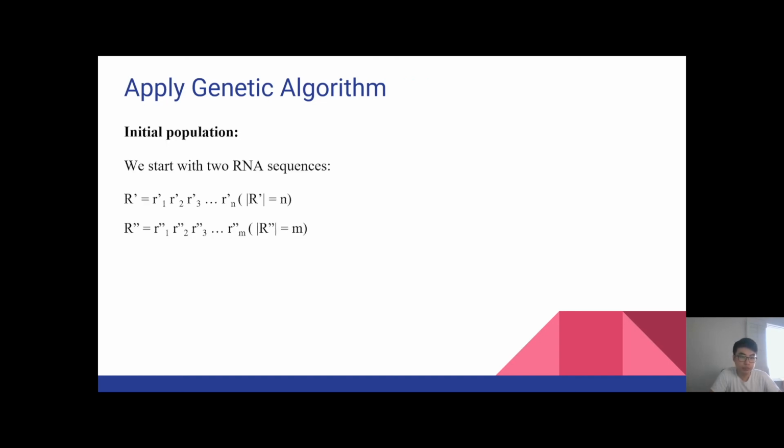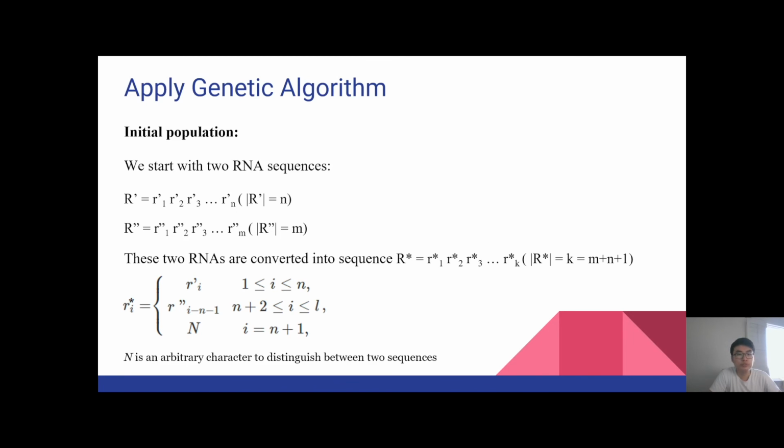So go to the initialized population. First of all, we start with two RNA sequences, R prime and R double prime. The lengths of them are N and M. So we can convert them into R star, which combines R prime and R double prime together. We will have R star with the length of K, where it is M plus N, and we need to add 1 in the end in order to do the concat by itself. We can see over here each R star is going to be R prime of I, where I is from 1 to N, or it's going to be R double prime of I minus 1 minus N, and I in this situation is from N plus 2 to L.